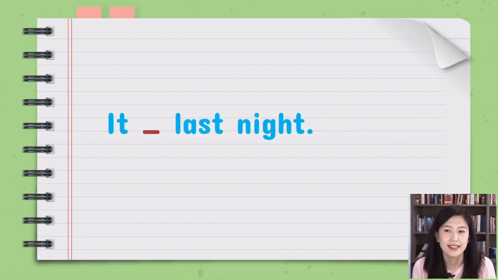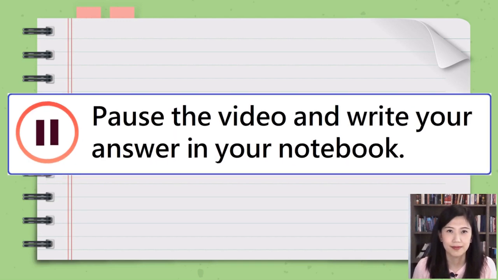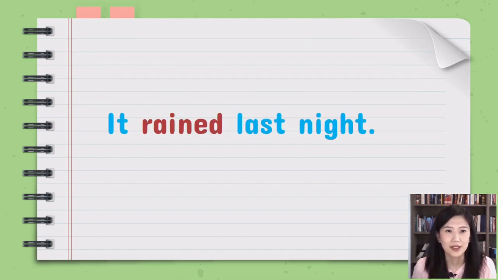The next sentence. It last night. What word goes in there? The answer is it rained last night. ED. Last night is in the past. Of course I'm going to use past tense. I don't want to time travel. Something that's happening now should not be confused with something that's happened in the past.